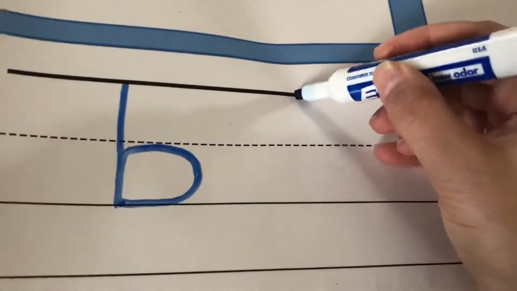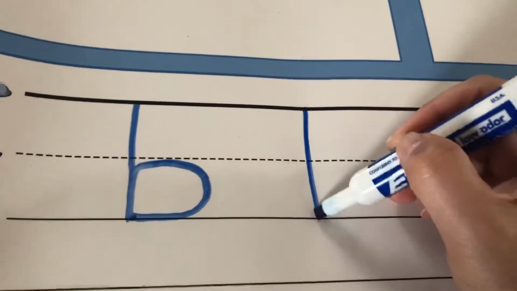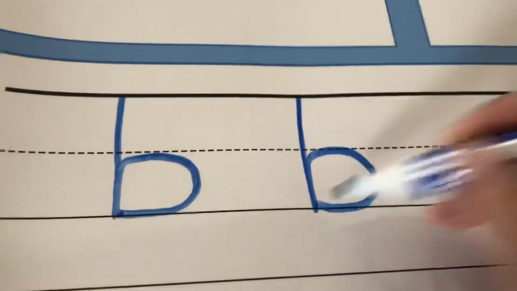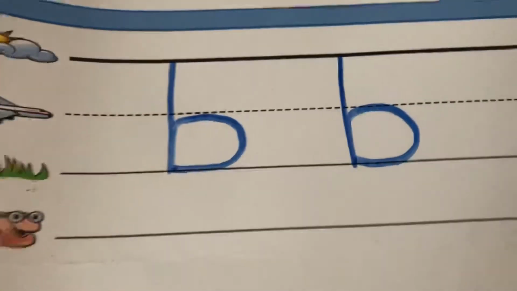Let's make one more for a review. Start at the skyline, down to the grass line, trace back up to the plain line, and around to the grass line. B, bat, B.